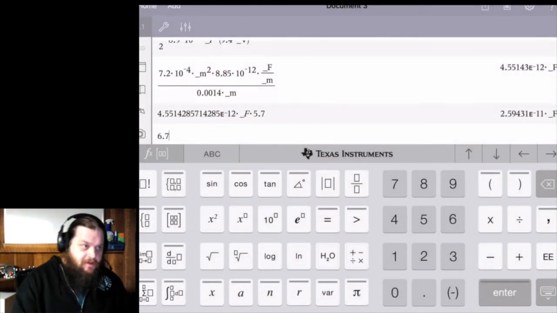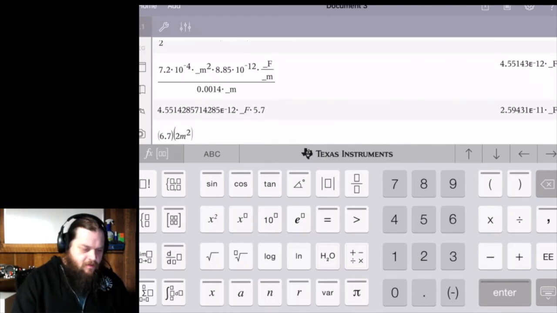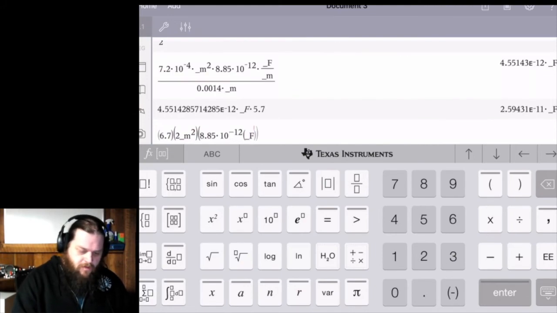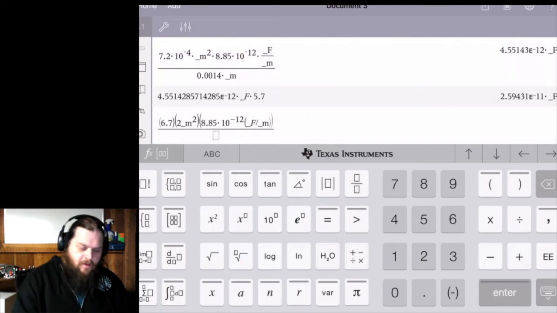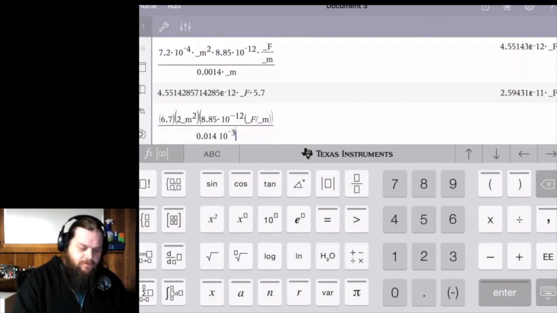So that was 6.7 times 2 meters squared times 8.85 times 10 to the power of negative 12 farad per meter. Divide that whole thing by 0.014 times 10 to the negative 3 meters.